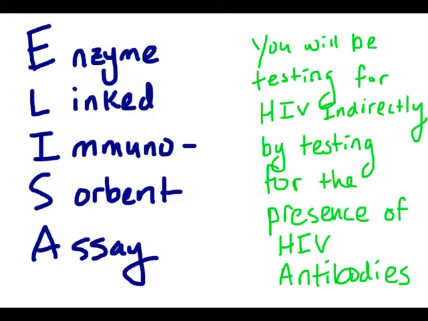ELISA stands for Enzyme-Linked Immunosorbent Assay. During this test, you'll be testing for HIV indirectly by testing for the presence of HIV antibodies.